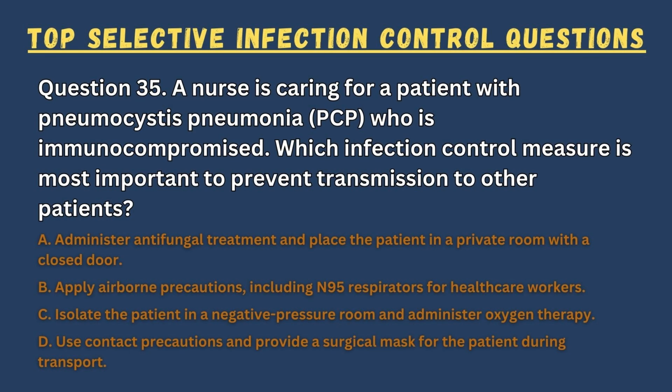Question 35. A nurse is caring for a patient with pneumocystis pneumonia, PCP, who is immunocompromised. Which infection control measure is most important to prevent transmission to other patients? A. Administer antifungal treatment and place the patient in a private room with a closed door. B. Apply airborne precautions, including N95 respirators for healthcare workers. C. Isolate the patient in a negative pressure room and administer oxygen therapy. D. Use contact precautions and provide a surgical mask for the patient during transport.